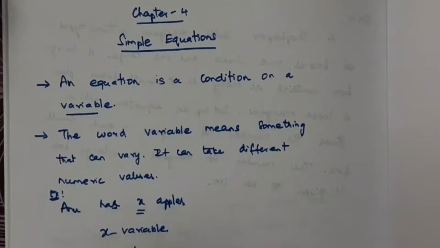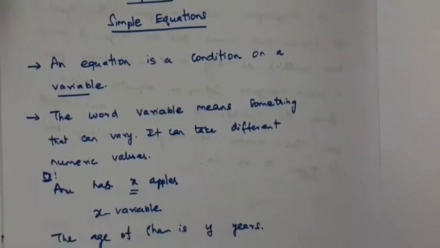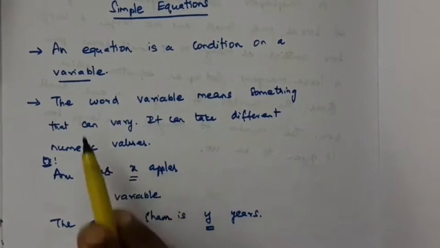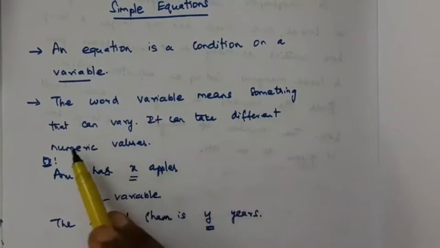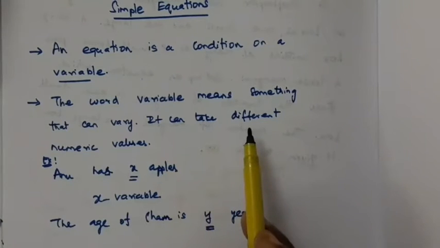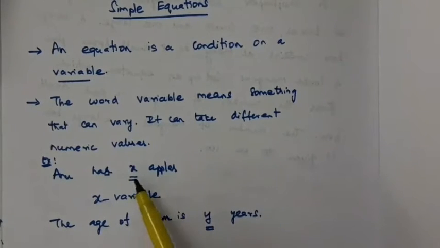So the age of Shyam is y years. This is another example. Here I am saying the age of Shyam is y years. Here y is a variable. Okay, so it can have any numbers. It denotes the age of Shyam. So this variable means something that can vary. This number can vary. It can have any different numeric values. It is represented using alphabets. Let it be x, y, a, b, c, d, any alphabets you can use.